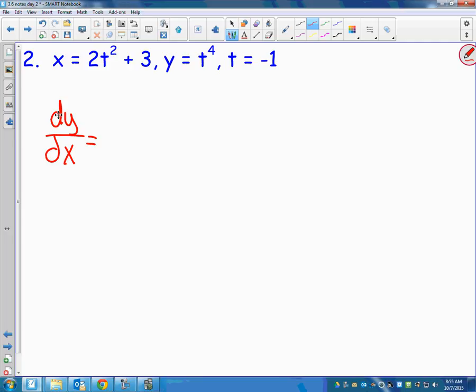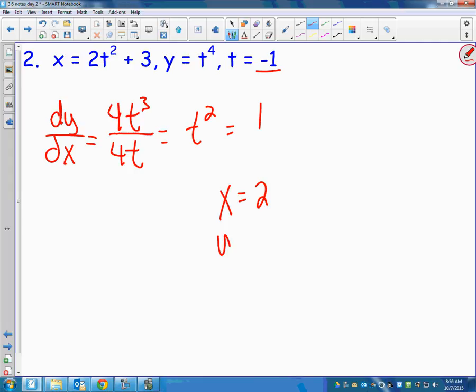So y first, right? If I just wanted the derivative in terms of t, it would just be t squared. But since they give me t equals -1, we get that it's just a slope of 1. Then at t equals -1, x is going to equal 2. y is going to equal 1.